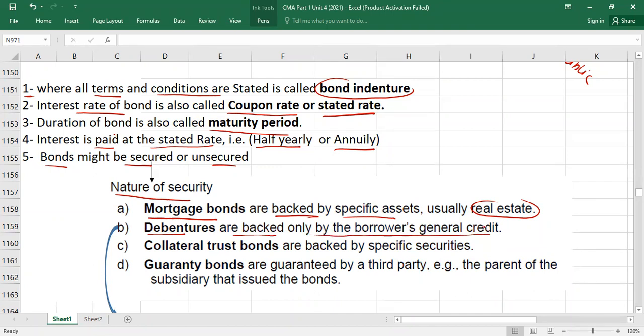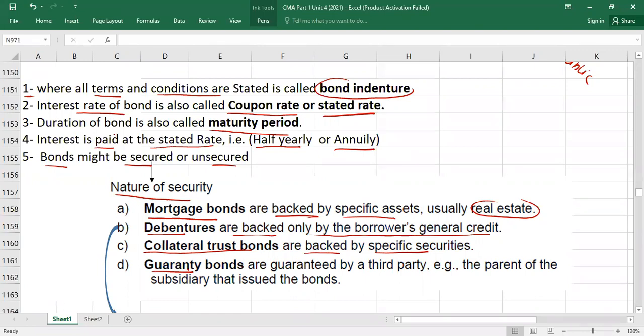For example, if a company is taking a loan through debentures, it is mostly unsecured, not secured. As an investor, you just have to keep faith in the borrower that he will return your money. These are called debentures. Then we have another word, collateral trust bonds. These are bonds backed by specific securities, which could be any other security that is the guarantee for this bond. Then we have the guarantee bond. What is a guarantee bond? For example, I'm going to take a loan.